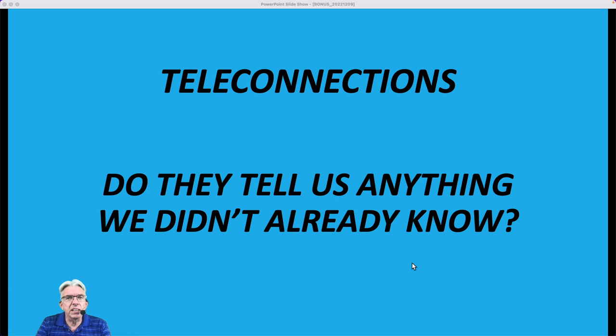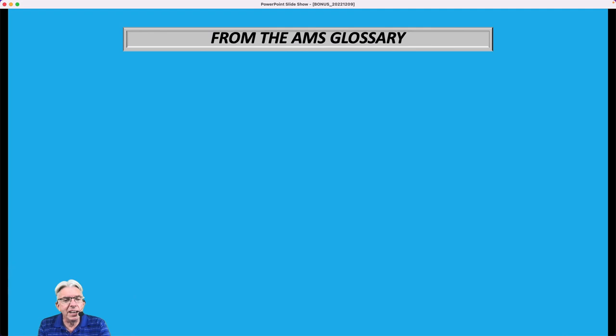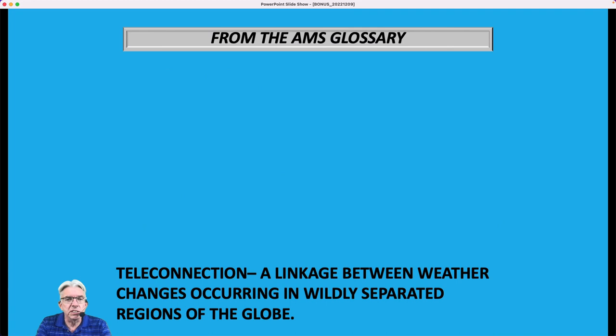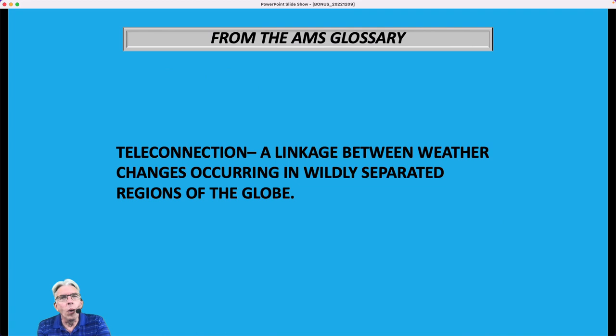And before I do that, I went to the AMS glossary, the American Meteorological Society glossary, and looked for the official definition of a teleconnection. So here it is. It's a linkage between weather changes occurring in wildly separated regions of the globe. So in other words, if you have something going on in this part of the world, then something else ends up happening in this part of the world, and it's basically a linkage between those two, that if you see this, then more than likely you're going to see this somewhere else. So here's the first of the 3.